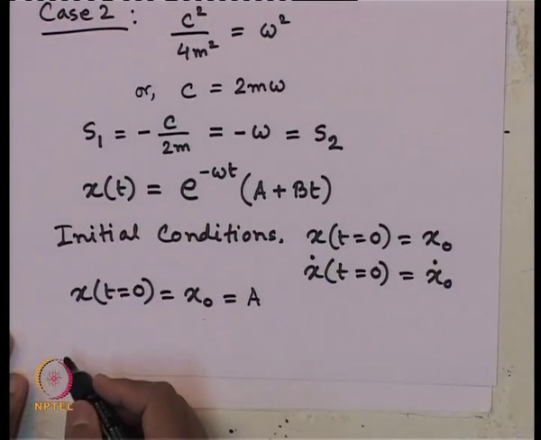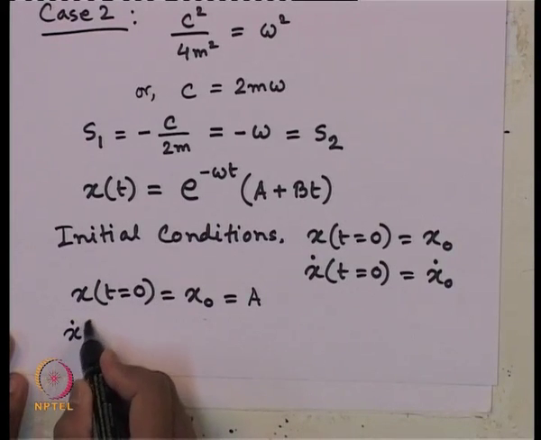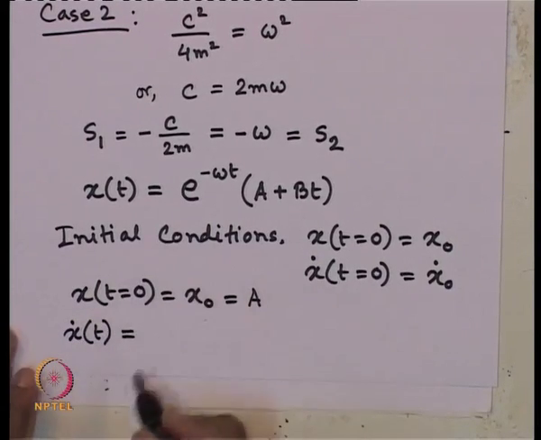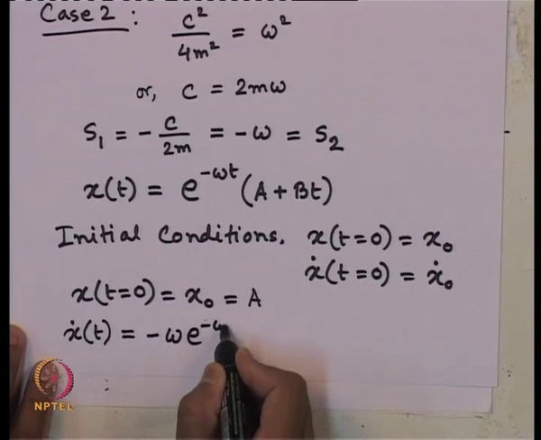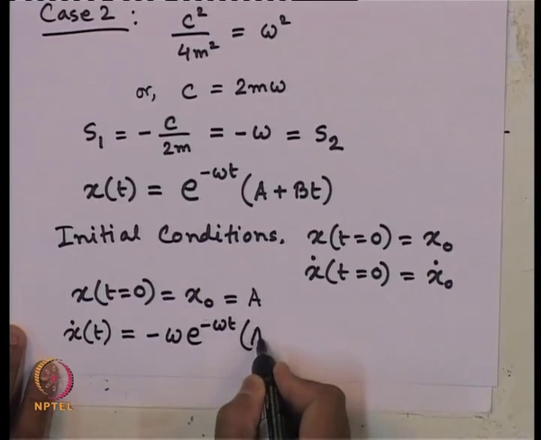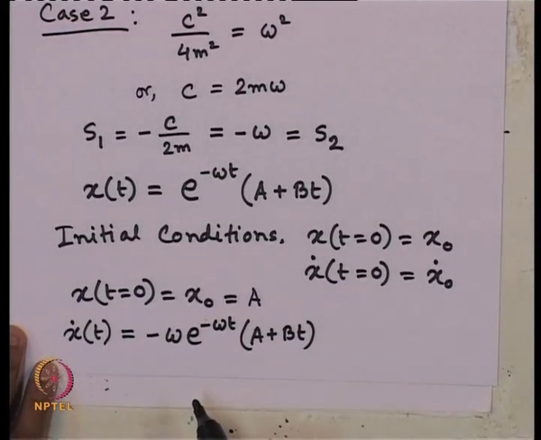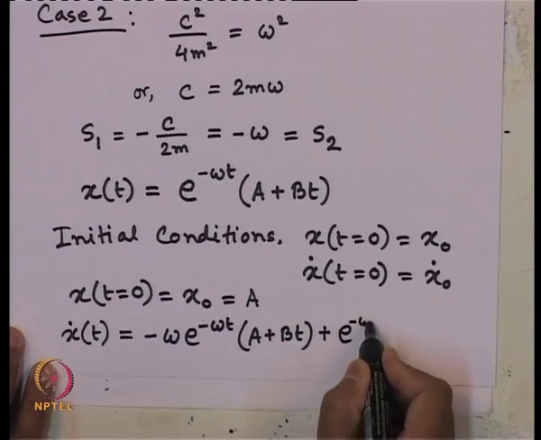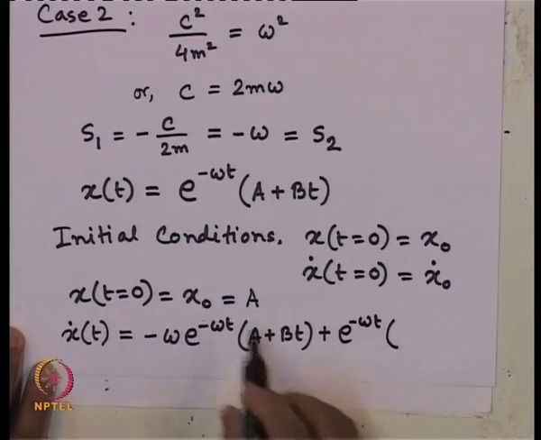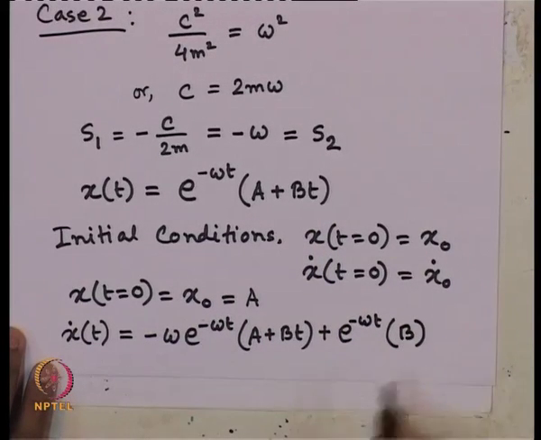And now, we differentiate this expression. The velocity expression will be minus omega e to the power minus omega t times a plus b t. I have differentiated this exponential function first, then e to the power minus omega t times, I am now differentiating this polynomial function, times b.